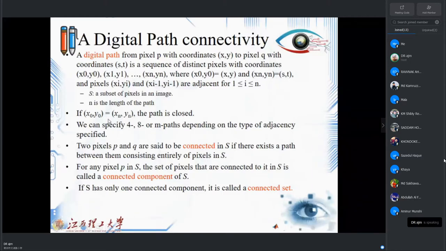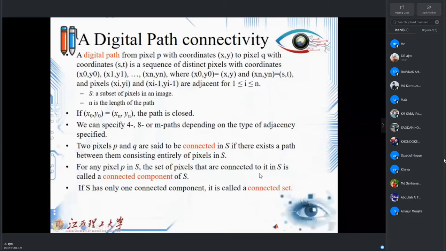We can specify 4-, 8-, or M-paths, depending on the type of adjacency. Two pixels P and Q are said to be connected in S if there exists a path between them consisting entirely of pixels in S. For any pixel P in S, the set of pixels that are connected to it in S is called a connected component. And if S has only one connected component, it's called a connected set.